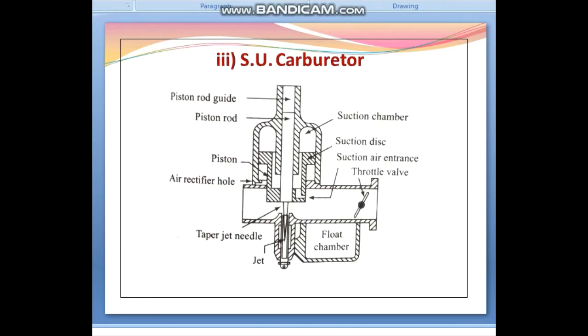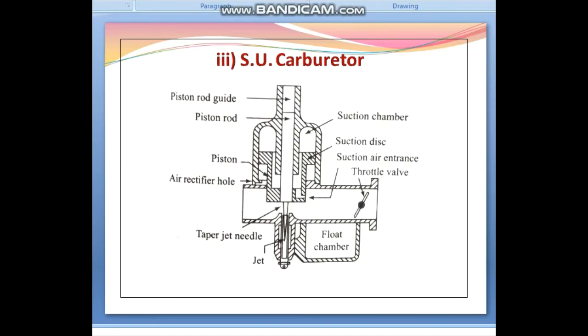Okay, now the SU type carburetor. A simplified sketch of this type of carburetor is shown in this slide. It consists of a sliding piston. The lower end of the piston is provided with a taper needle which is inserted into the main jet. When the piston is moved up and down, the needle also moves up and down within the main jet. The upper end of the piston is given a flat form which is known as a suction disc.